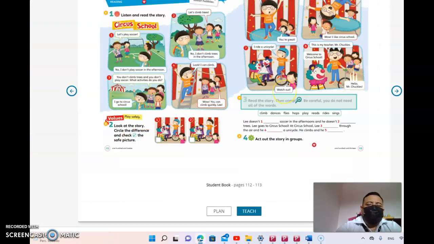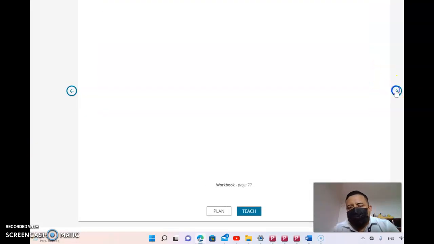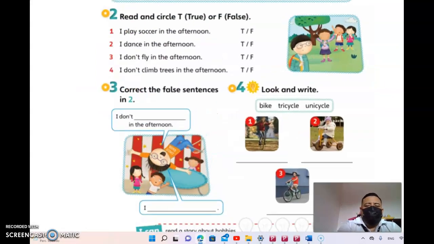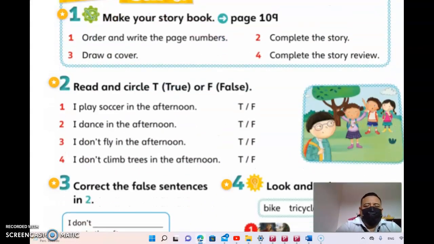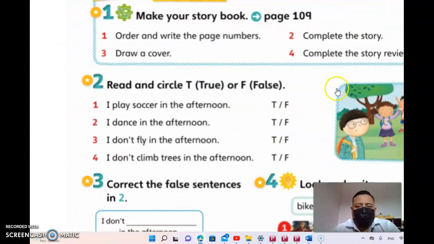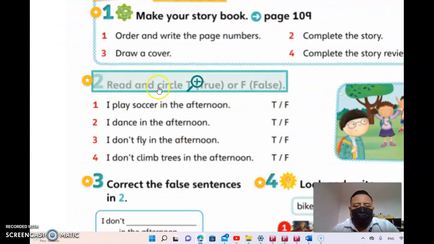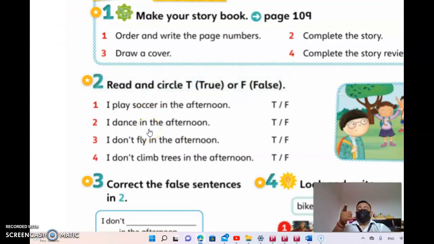Y por último, lo que hicieron sus compañeros en casa fue esta actividad de aquí. Number 2. Pero tienen que hacerla en su libreta. Remember, put the date on it. Today is 1st of June 2022. Ya cambiamos de mes. Today is 1st of June.